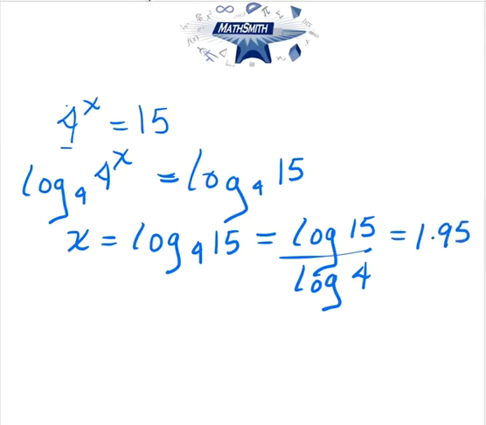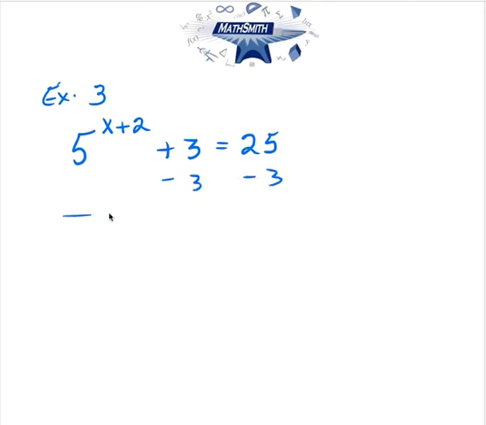Okay, now let's go on to example 3, which is just a little bit more. This is an extra example 3. All right, so 5 to the x plus 2, plus 3 equals 25. Okay, so we're going to solve that. First thing we're going to do, we're going to subtract the 3. Your instincts as far as isolating the variable are going to be the same. This is 22.